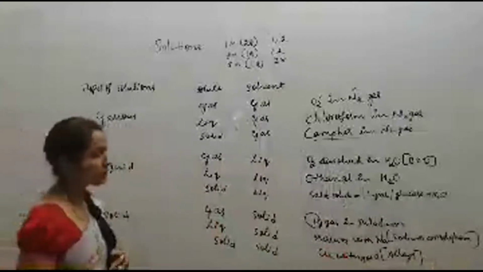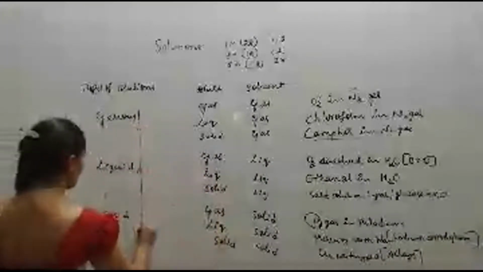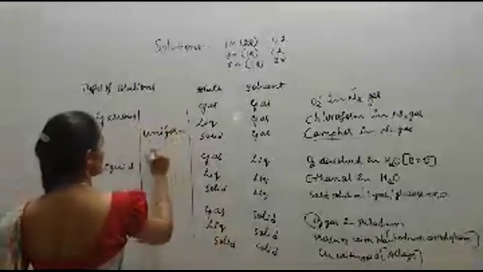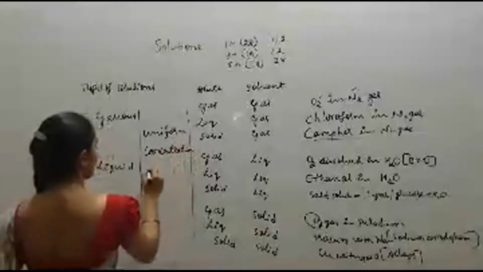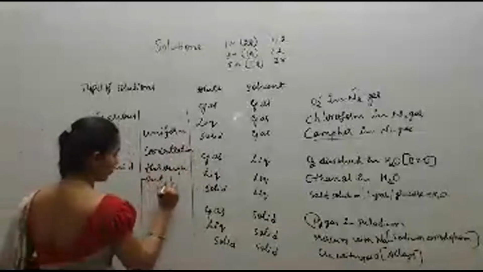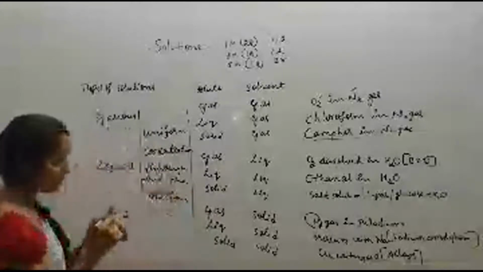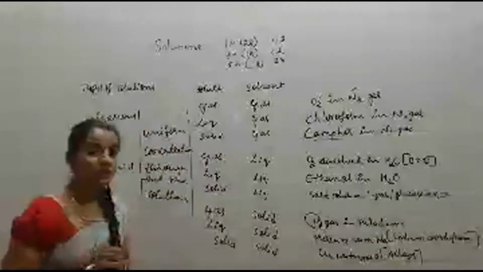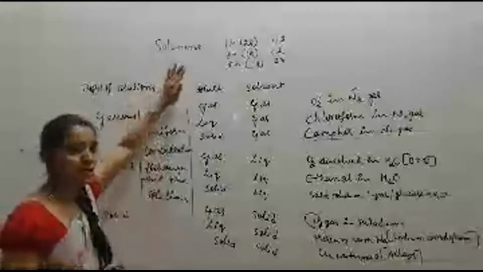So all these solutions are homogeneous solutions. That means they have uniform concentration throughout the solution. So students, all the solutions that I wrote here have uniform concentration throughout the solution. Hence they are said to be what? Homogeneous solution. So only homogeneous solutions we are going to study in this chapter.